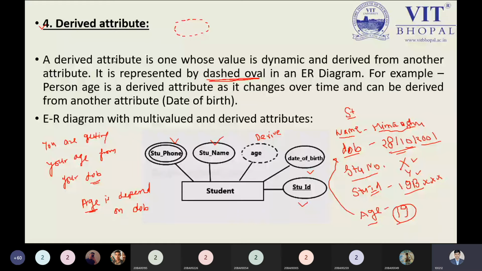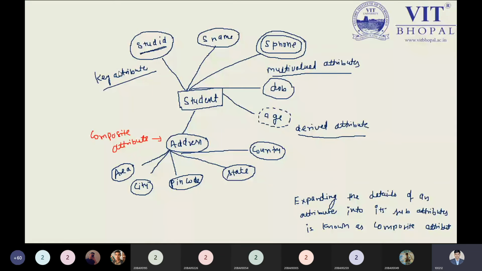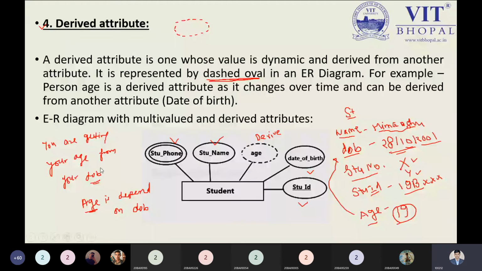So this is the example I put over here to explain my idea. In the previous slide I explained in detail: student ID becomes the key attribute, student name and student phone number are the multi-valued attributes, and the derived attribute we have is age. An address was not attached in my earlier diagram, so address was not mentioned in the diagram.